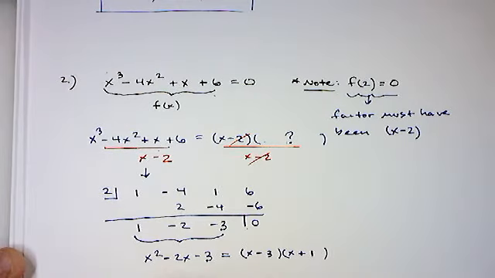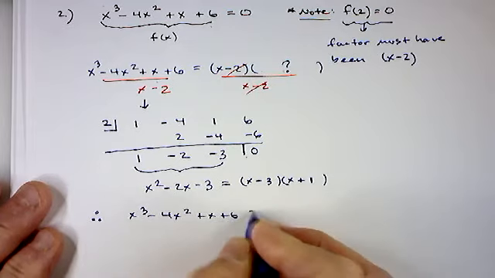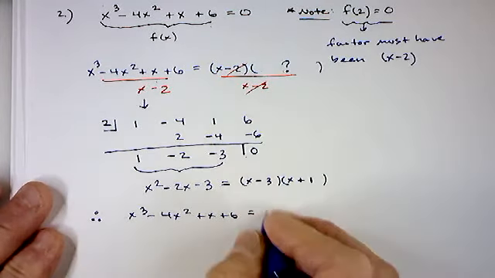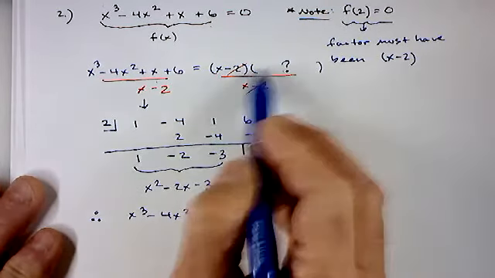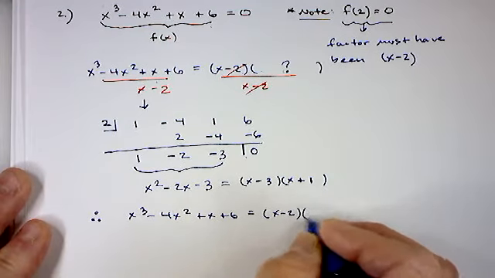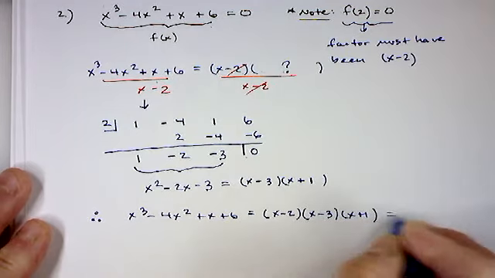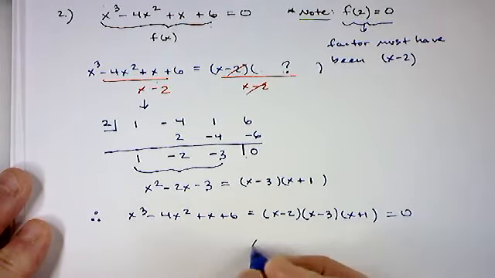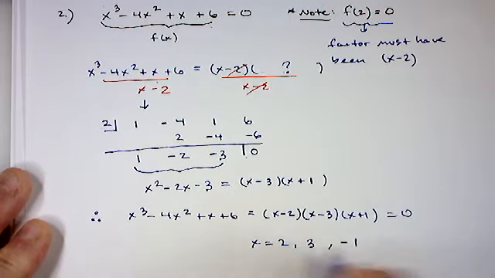So therefore we know our original polynomial factors into, remember we had that x minus 2. And what we did when we divided it was just to find the remaining polynomial, which was a quadratic, which we then factored into x minus 3 times x plus 1. So if I was setting this equal to 0, it's easy to see now that my solutions would be 2, 3, and negative 1.